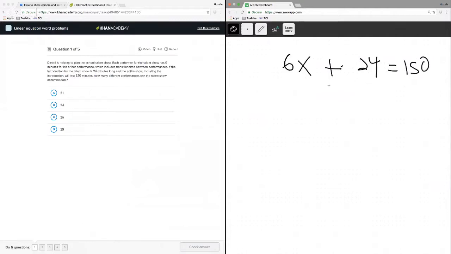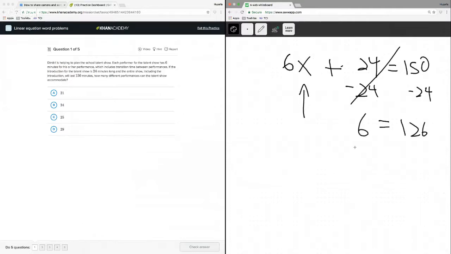Now, how many? Remember, X is the number of performers. Now we just got to solve for X. So let's go ahead and isolate. We can subtract 24 from both sides. This goes away. So we now have 126 equals 6X. Oops, I forgot the X. Now let's divide. We want to get rid of this 6, so let's divide both sides by 6.